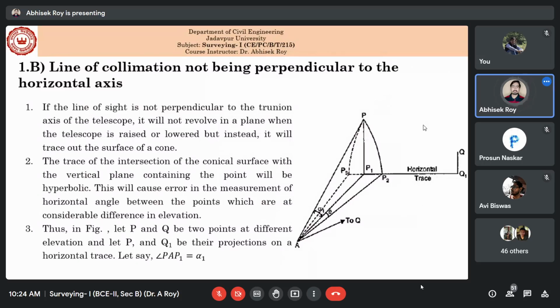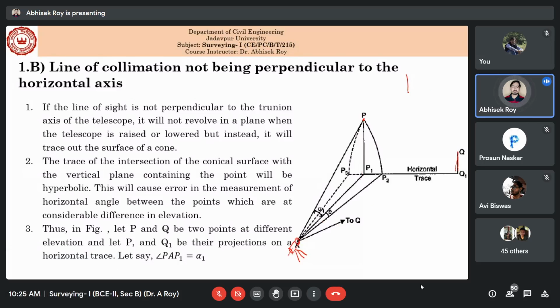The second one we will discuss is the line of collimation not being perpendicular to the horizontal axis. That means ideally, whenever you are seeing, this is our instrument station, like this. At first you have bisected this P and you have another object. Suppose this is the backsight and this is the foresight. You bisect the backsight first, then you bisect the foresight.